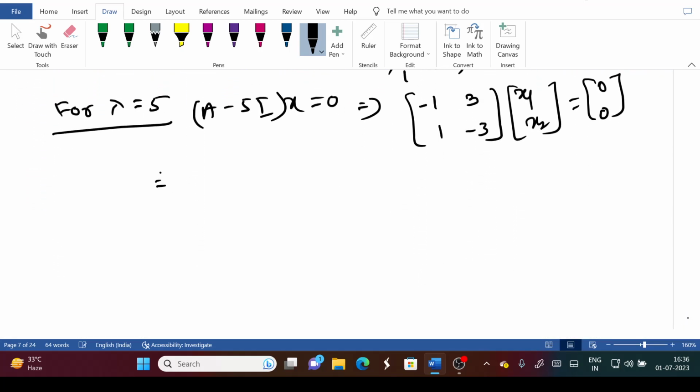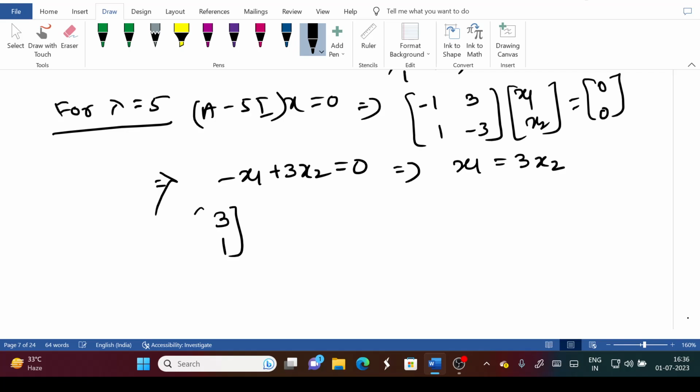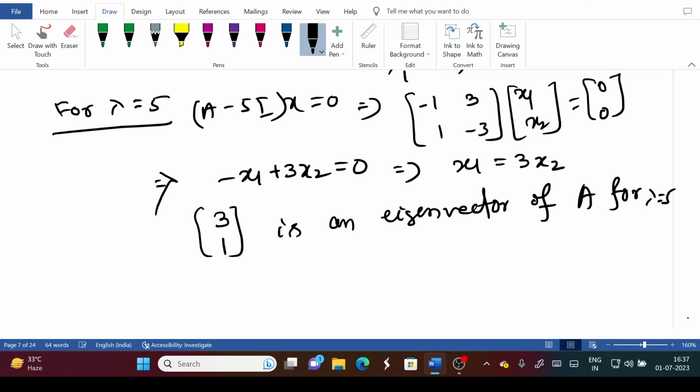That implies, how much? Here reverse the relation. Minus x1 plus 3x2 is equal to 0, or x1 is equal to 3x2. So what about the eigenvector here? (3, 1) is an eigenvector of A for lambda is equal to 5.